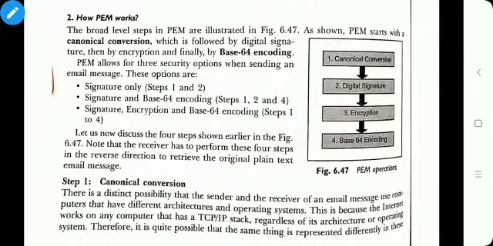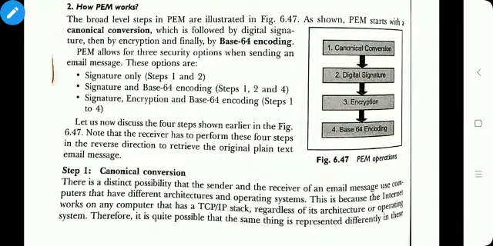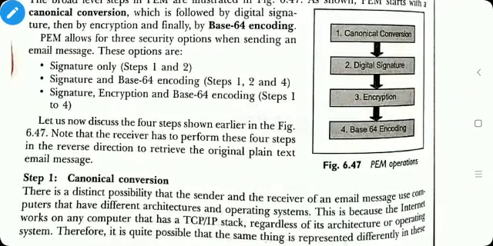So what is canonical conversion? When the sender and the receiver send email messages to one another, the operating system as well as the architecture of the computer system is different for the sender and the receiver. For example, if the sender sends a message containing the enter key, that enter key is represented by 2 characters in MS-DOS, while in Unix it is represented by a single character. So this creates a problem in the next step, the digital signature.